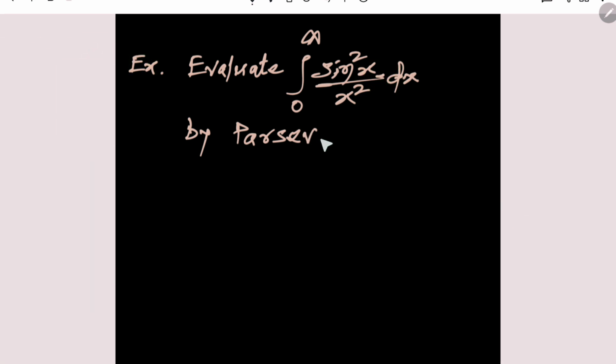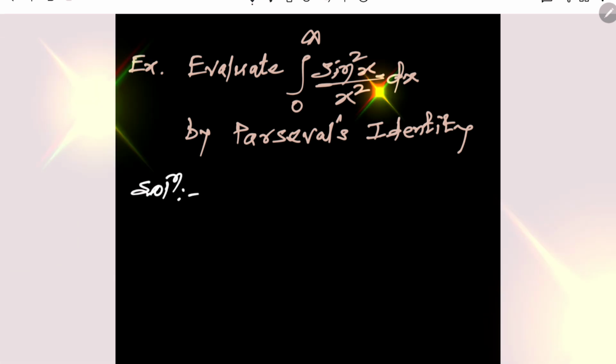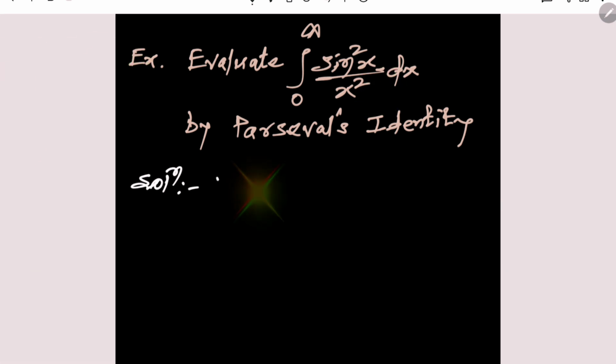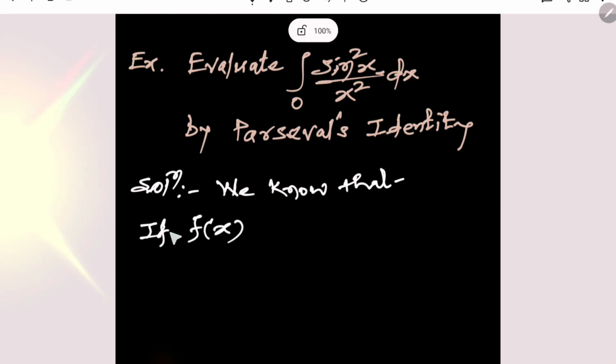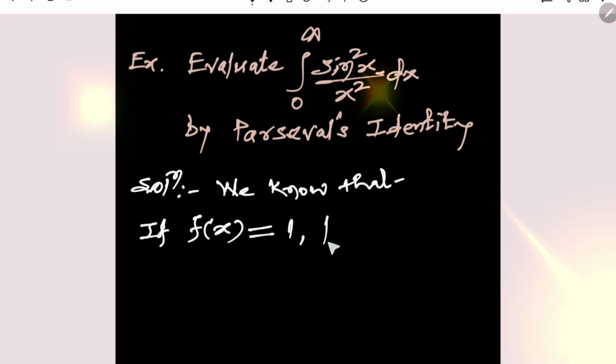And to evaluate it by Parseval's identity, if we have f of x equals 1 for mod x less than or equal to 1, and the second value is 0 for mod x greater than 1.